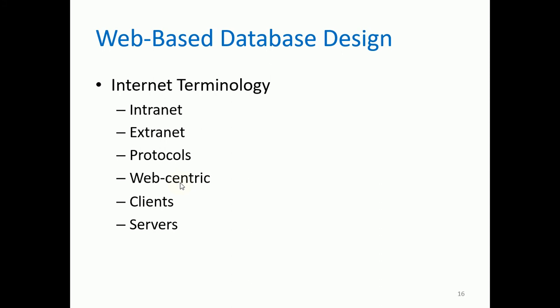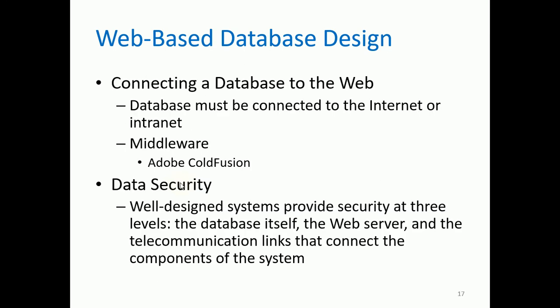Okay, next is we have server. A server is a computer that provides data to other computers. Okay, so much for the internet terminologies. Next is connecting a database to the web. A database must be connected to the internet or intranet, and it is by means of a middleware. An example of a middleware is Adobe ColdFusion, but there are also other middlewares available.